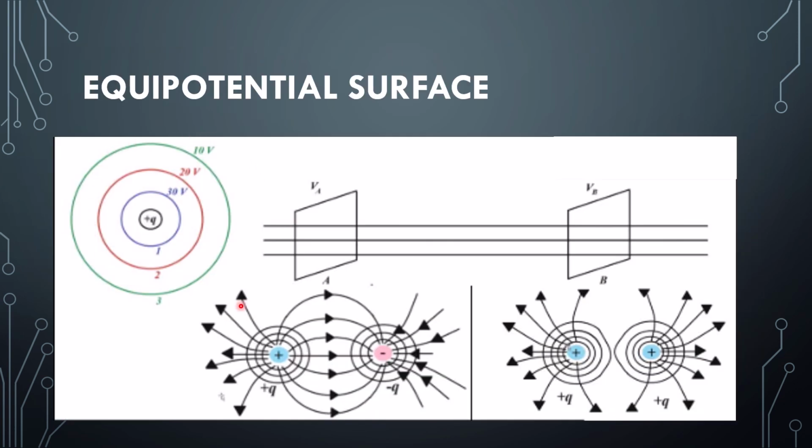Now, special cases of diagrams of equipotential surfaces. The first one is from a unit positive test charge, that is spherical. The second is from plane sheets, that is plane surfaces. The third one is the equipotential surface between a positive and a negative charge.